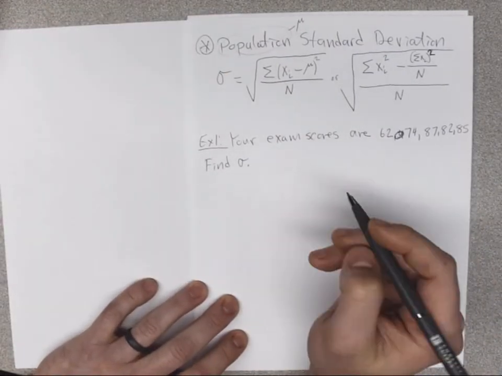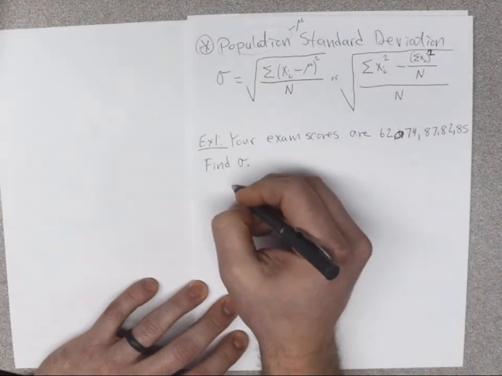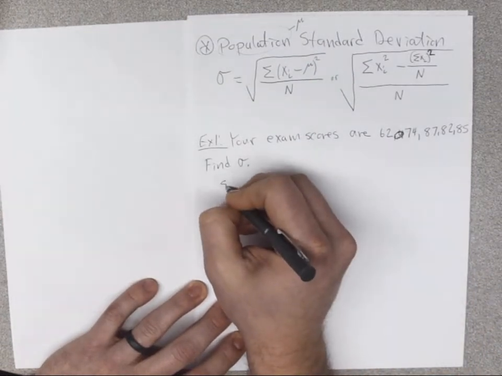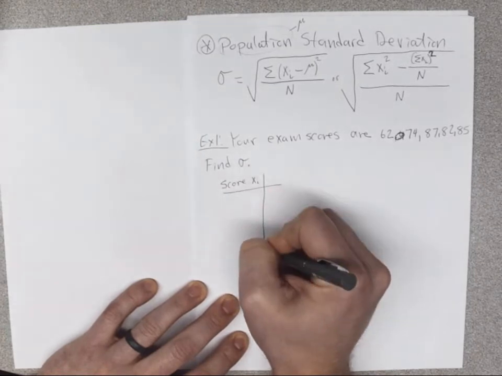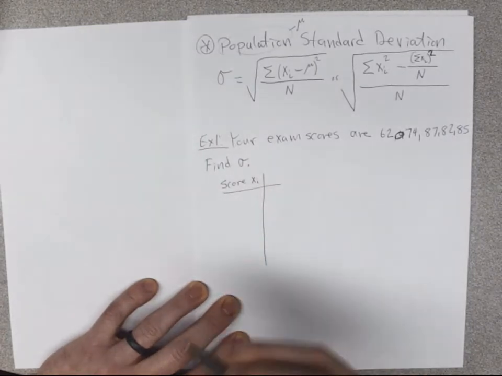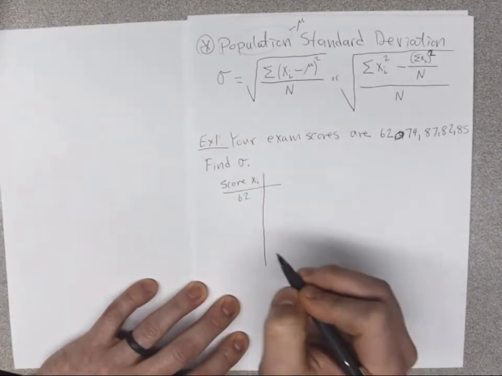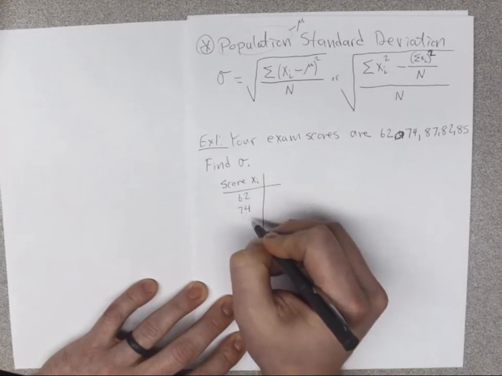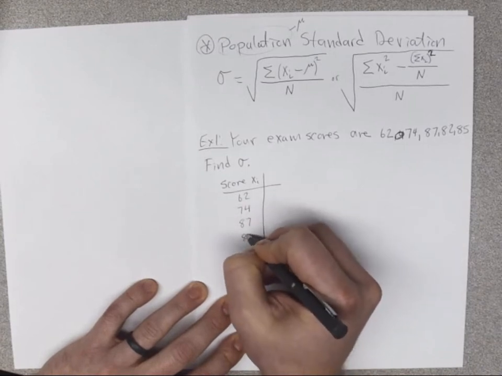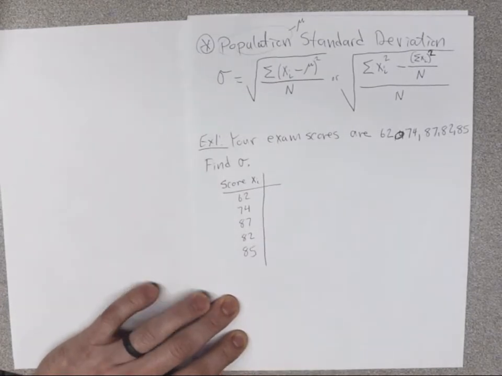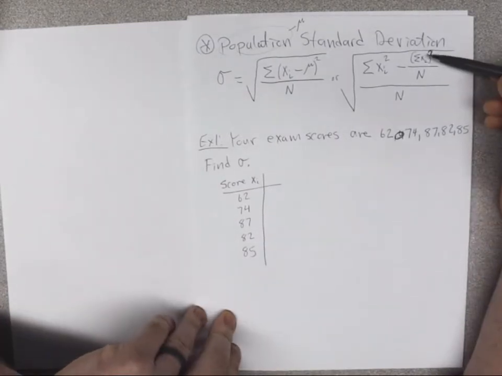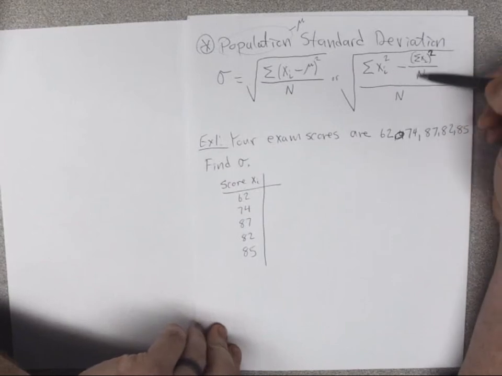So find sigma. First thing we want to do is let's draw a t-chart. Let's say we have our scores here. Those are the xi's. All right, so let's just write those down. 62, 74, 87, 82, and 85. So based on the computational formula, that's what this one's called.